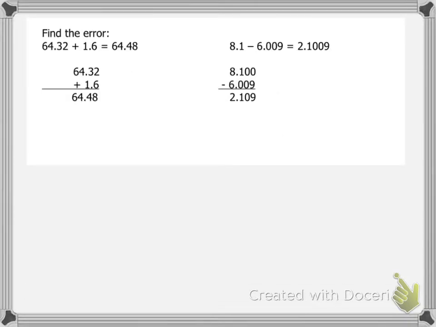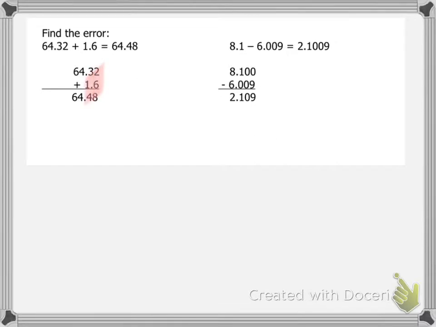All right, we have 2 more problems here. We want to find the error in both of these. So let's take a look at the one on the left-hand side first. We have 64 and 32 hundredths that we're adding 1 and 6/10 to. And this person got a solution of 64 and 48 hundredths. So as I look at this, I notice they added the 2 and the 6 together to make 8, and they added the 3 and the 1 to make 4.